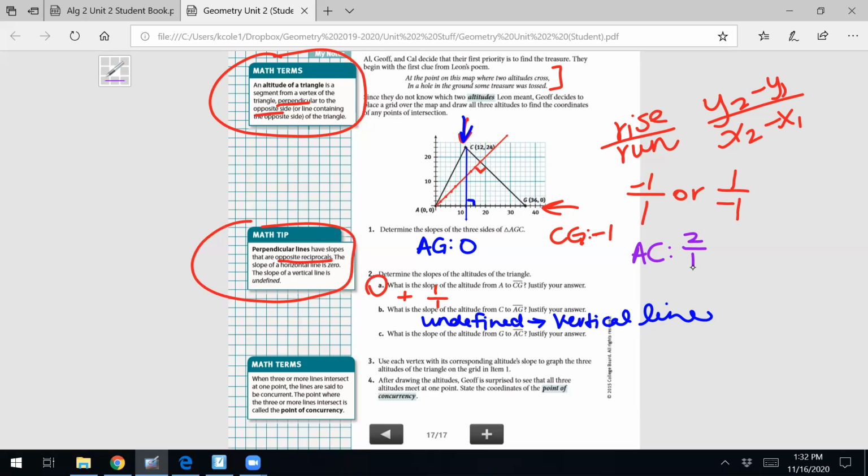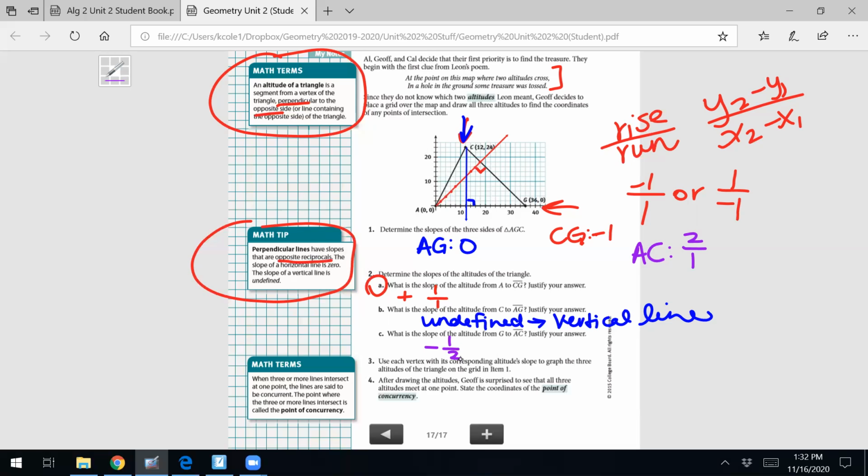We need the perpendicular slope of AC. AC's slope is 2 over 1 or 2. So what slope do we need to use? Negative 1/2. We want it to be opposite, so negative, and we need to flip it for the reciprocal, so that's 1/2. So from G, I do not want to go down 1, right 2, down 1, right 2.